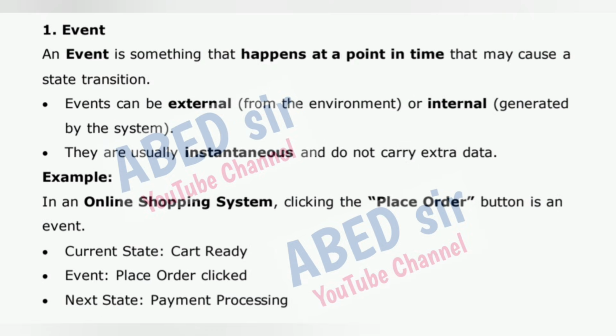1. Event. An event is something that happens at a point in time that may cause a state transition. Events can be external, from the environment, or internal, generated by the system. They are usually instantaneous and do not carry extra data. Example: in an online shopping system, clicking the Place Order button is an event. Current state: cart ready. Event: place order clicked. Next state: payment processing.